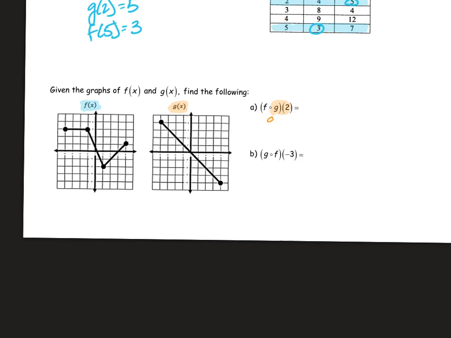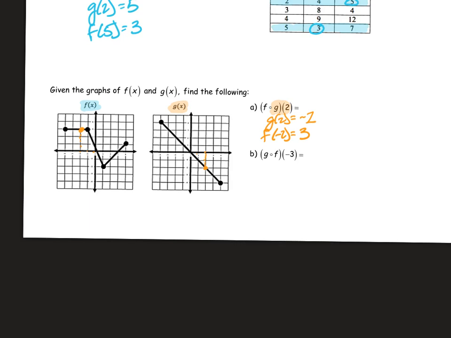So g of 2 is going to equal, so I'm going to go over here, 1, 2, right here, and my graph is right here. What is that point? What's the y value there? Well, it's negative 2. So then I want to find f of negative 2. So I go to my f graph to negative 2, which is here. So my answer is 3.